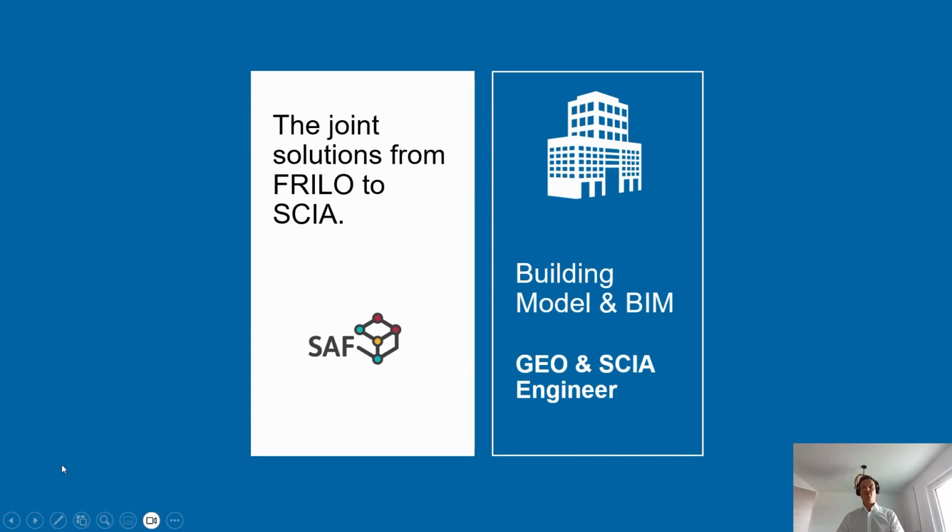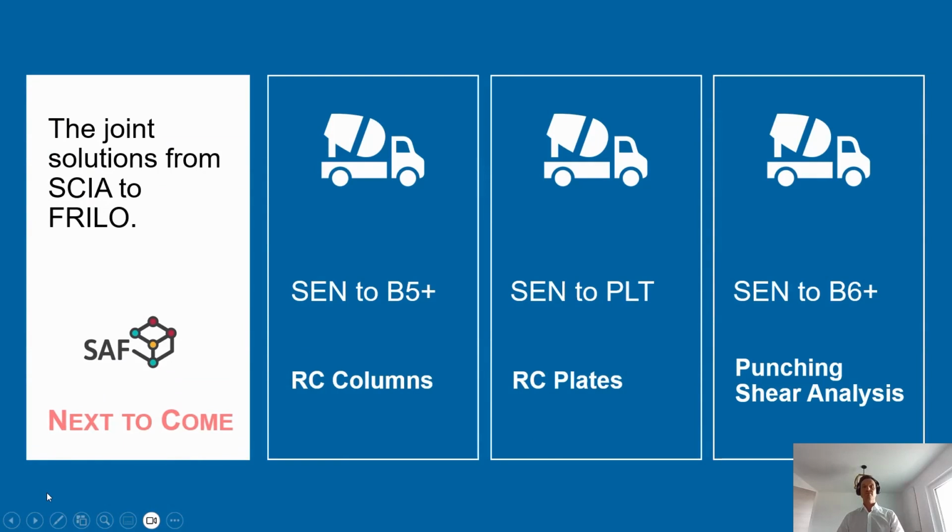We can use the complex calculation in SCIA Engineer, or we can use the component-oriented design on Frilo side by just handing over the entire building model and cutting out single components on Frilo side. Of course, we are working on some further links. We are concentrating on the workflow for reinforced concrete at the moment, and therefore these are our next projects and next links to come.